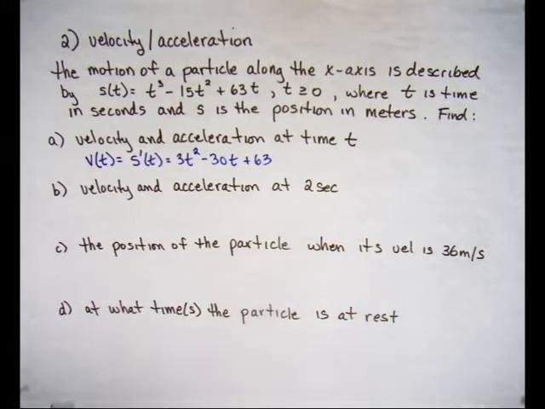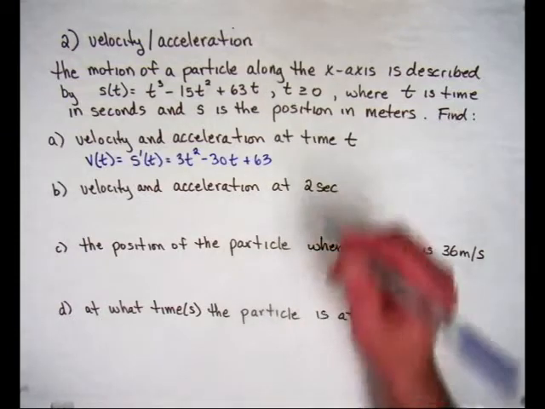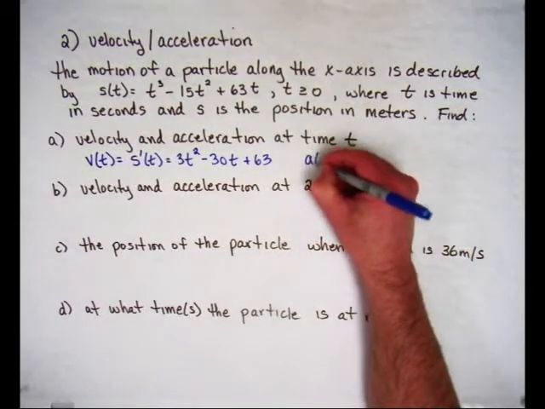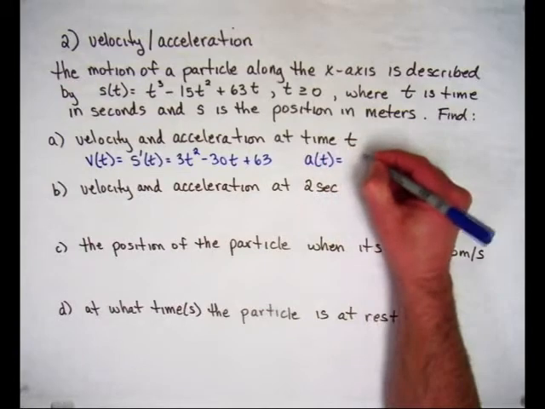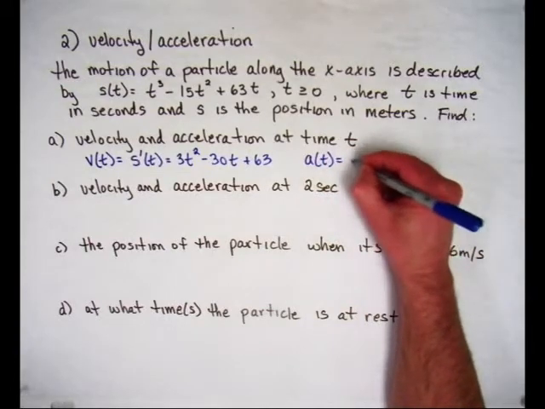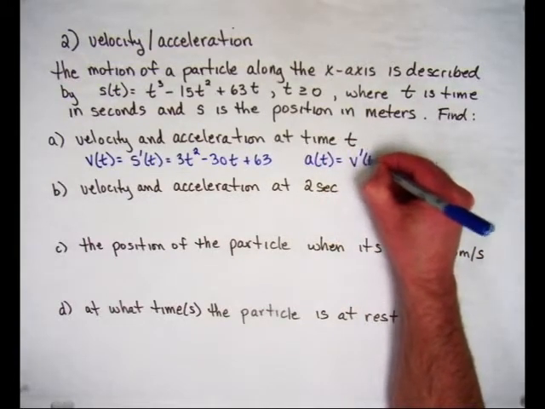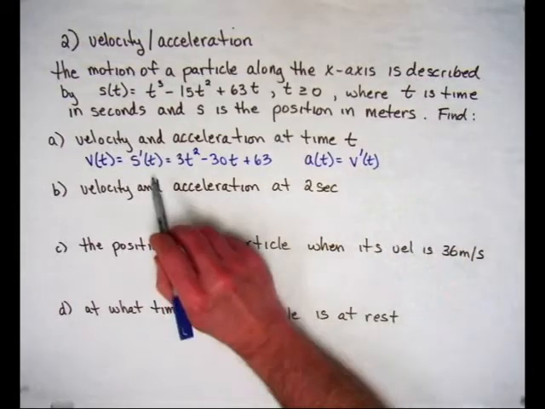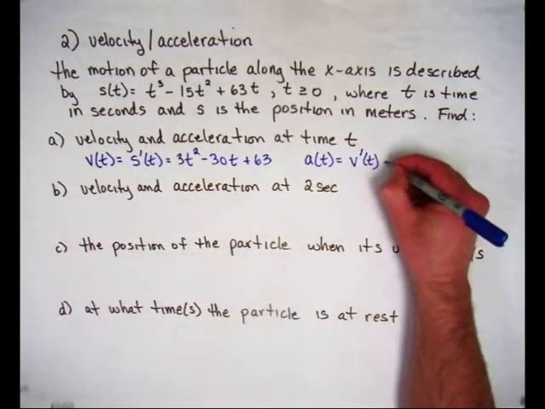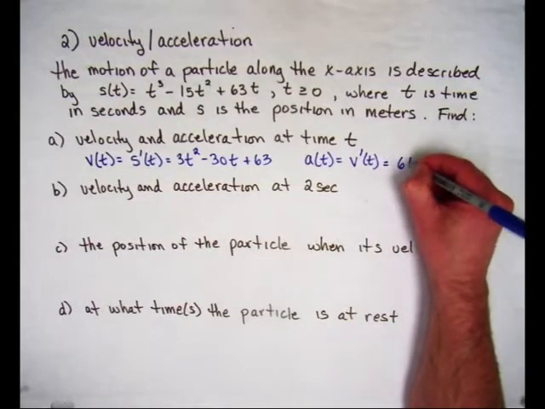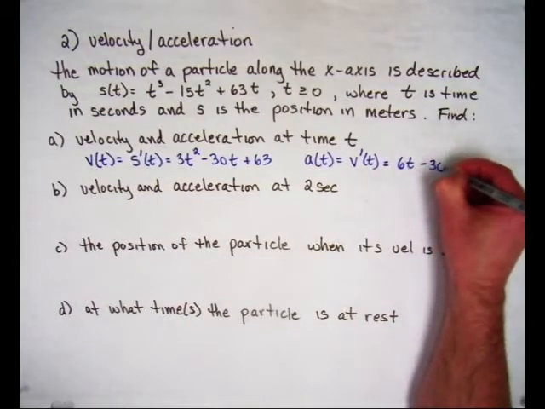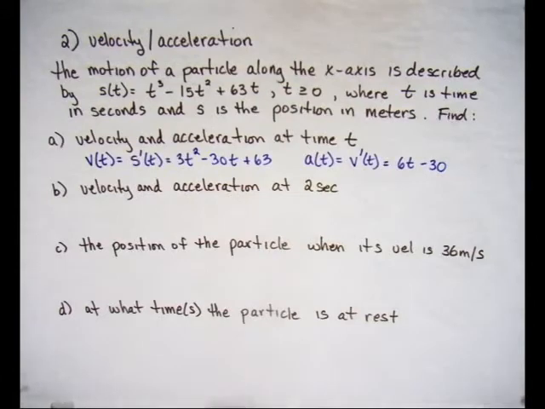Now the question also asks us to find the acceleration at any moment in time. Well, the acceleration function, a of t, is just the derivative of the velocity function. It's just v prime of t, or if you like, it's the second derivative of the position function. So we differentiate one more time, and we get 6t minus 30. This is the power of derivatives, is that by simply differentiating those two functions, we can now describe the position, the velocity, and the acceleration of that particle at any moment in time.